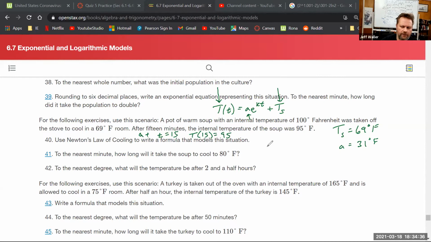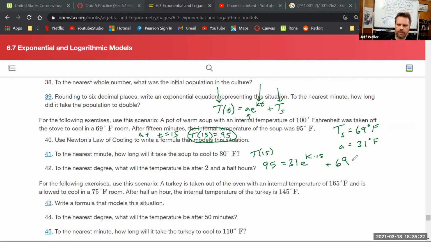Now let's plug everything in. K is the big, important unknown. Why can I figure it out? Because now I have the initial information and the information after so many minutes. So I put T of 15, which is 95, equals A, and we know what A is. Let's plug in everything we know: 31 e to the K times 15, plus 69.